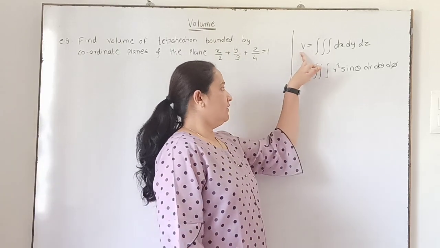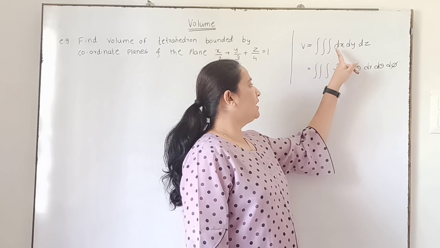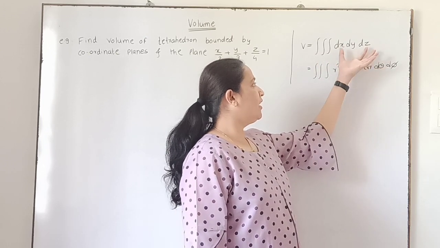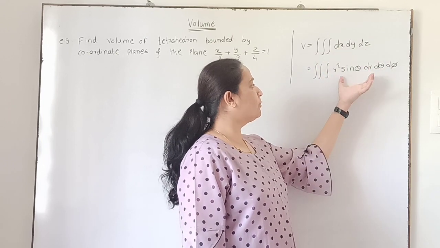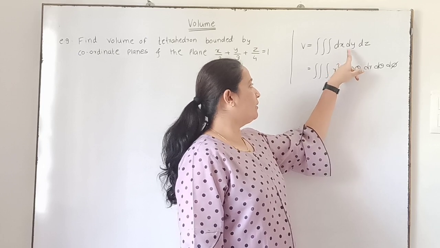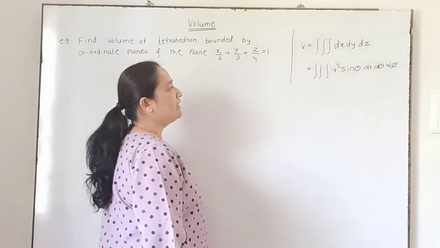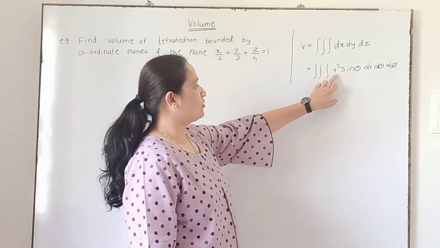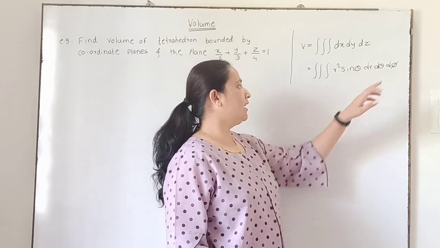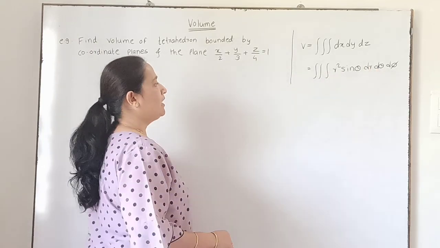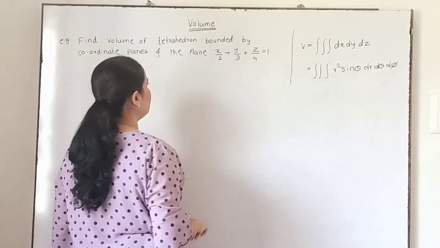Volume of any region will be given by the triple integral of dx dy dz. And if I transfer this to spherical polar coordinates, we know that we will replace dx dy dz by r square sin theta dr d theta d phi. So the volume in spherical polar coordinates will be obtained by this formula.